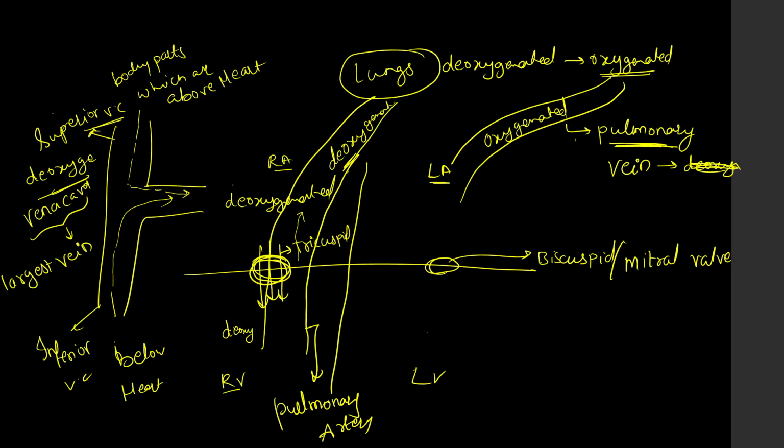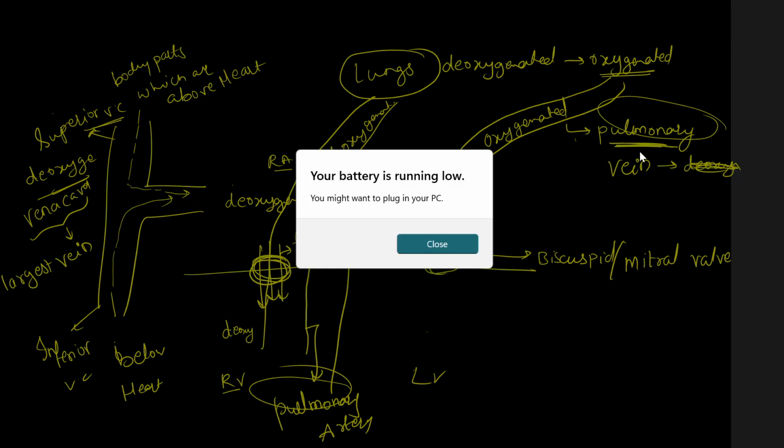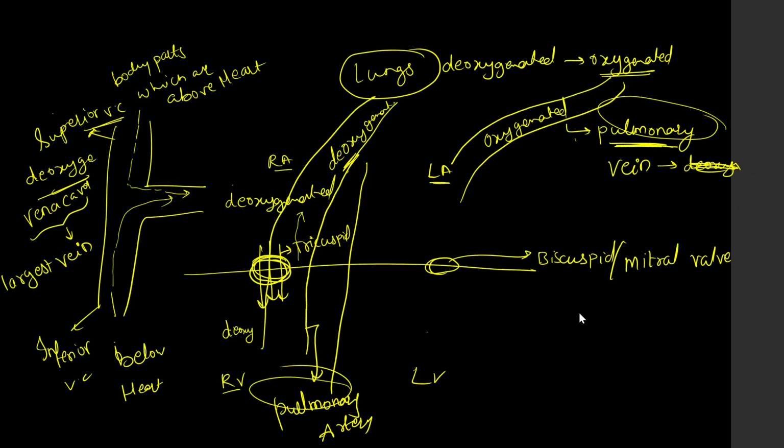So why the name pulmonary for both, pulmonary artery and pulmonary vein? As I told you, pulmonary is a root word for lung. So here the blood goes to the lung through this artery. That is why it is called the pulmonary artery. And this pulmonary vein carries oxygenated blood from the lungs. So hence it is called pulmonary, because it carries blood from the lungs.